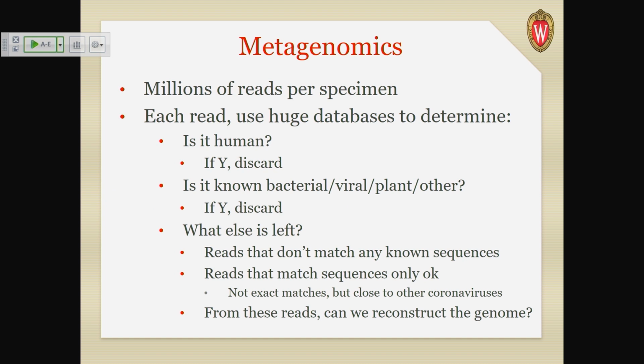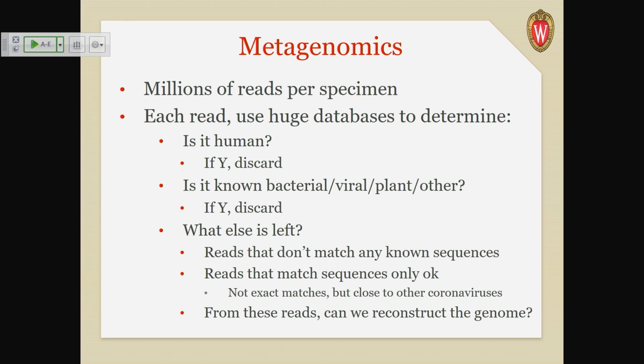A lot of reads per specimen, and for each individual read, they used pretty high throughput computers and big databases to say, is this a human read? If it is, get rid of it, we don't care. Is this a known bacteria read, or maybe it's an RSV or influenza read, get rid of that also. And then you say, what is left? What do we have that's left? And what can we do with all these reads that don't match anything, or that might match things only okay? Might sort of match other coronaviruses, but not really a great match for them.